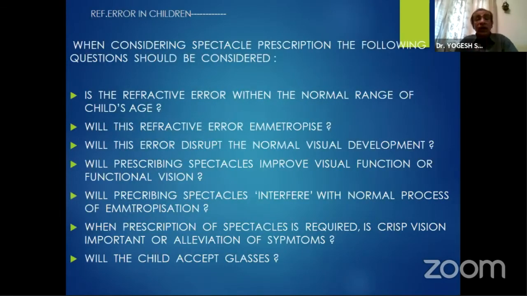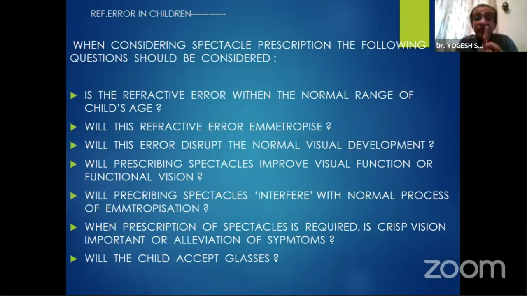Now we have studied all this. We now know what amount of these refractive errors causes which type of problems, when we have to be serious, when we should take cognizance of this, and when you should treat them. Now we come to the other part: when considering a spectacle prescription, the following questions should be considered before you start the treatment for these refractive errors. Is the refractive error within the normal range of the child's age? Then it would emmetropize within 2 or 3 years of age. You don't have to worry.